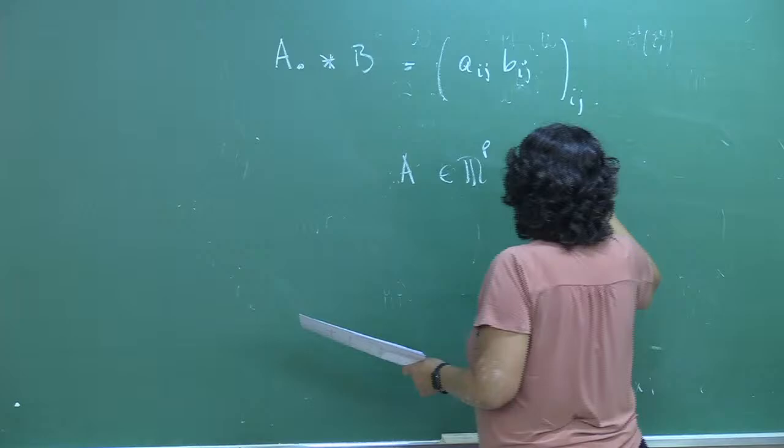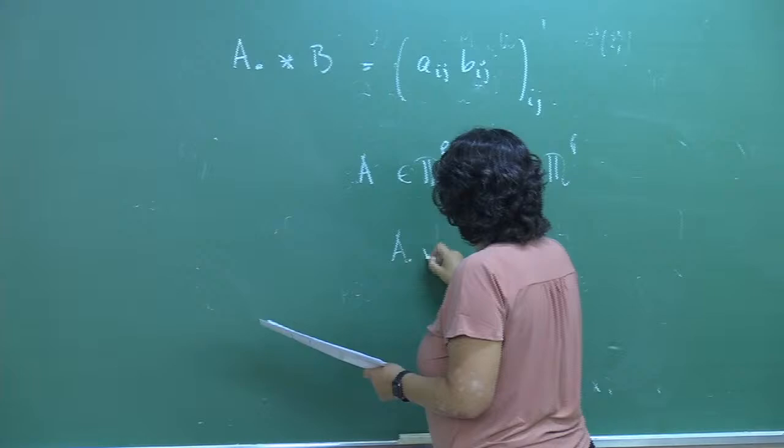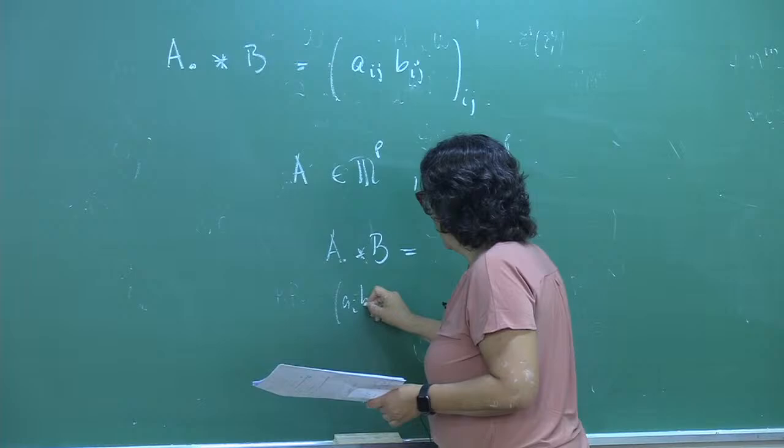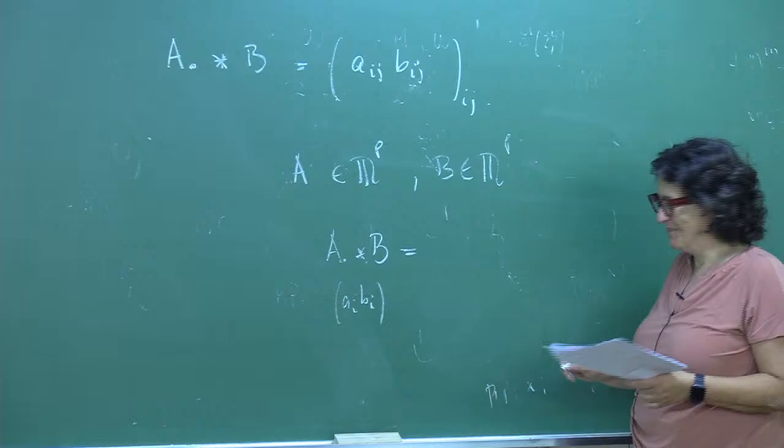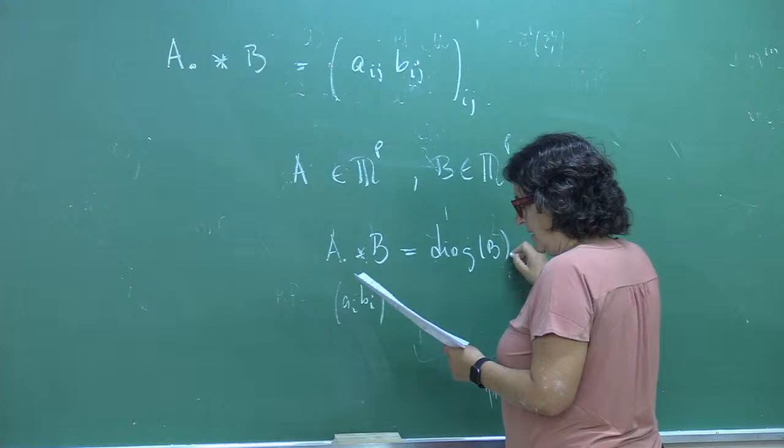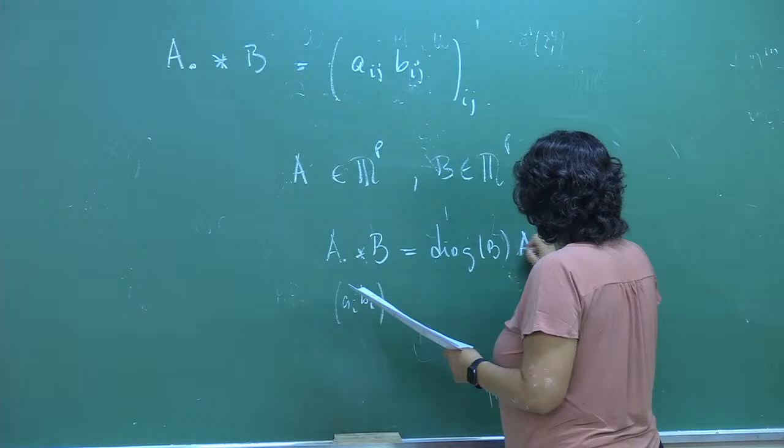two vectors, then the Hadamard product of the two vectors, that is what? a_i b_i, because they are vectors, is the same as writing in this complicated way, the diagonal of B times A. This is the usual product, sorry. This is a mistake, this is the usual product.